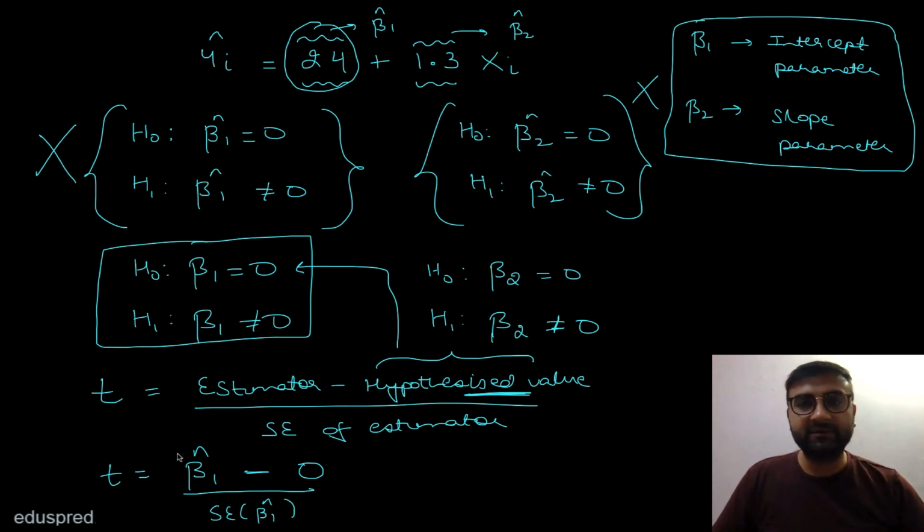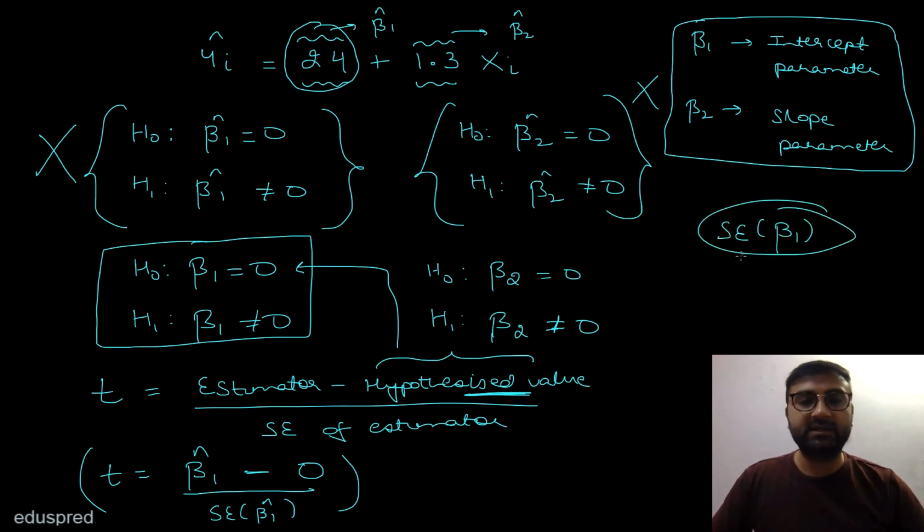Now there are a couple of things that you need to note in the T formula. When you're writing the T formula, the first term is the estimator and in the denominator, you have the standard error of the estimator. Do not make this mistake of writing standard error of beta 1 in the denominator. It's the standard error of beta 1 hat. There is nothing called the standard error of beta 1. Think of it in this way: what is beta 1? Beta 1 is an intercept parameter, and it is only a single value. The intercept parameter does not have multiple values.